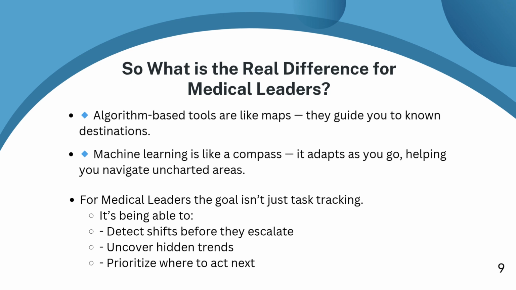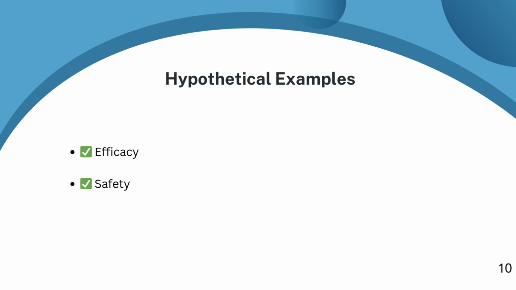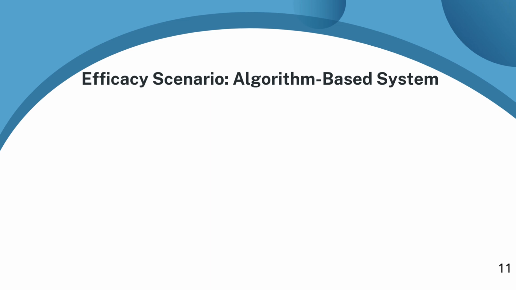All right, let's get more practical by giving some hypothetical examples. Because so far, we've talked about the difference between algorithm-based systems and machine learning tools in theory. But what does this actually look like in your day-to-day medical affairs operations? To make this clear, I want to walk you through two scenarios for efficacy and two for safety, showing how each one is handled differently depending on whether you're using a traditional algorithm-based system or a machine learning-driven system.